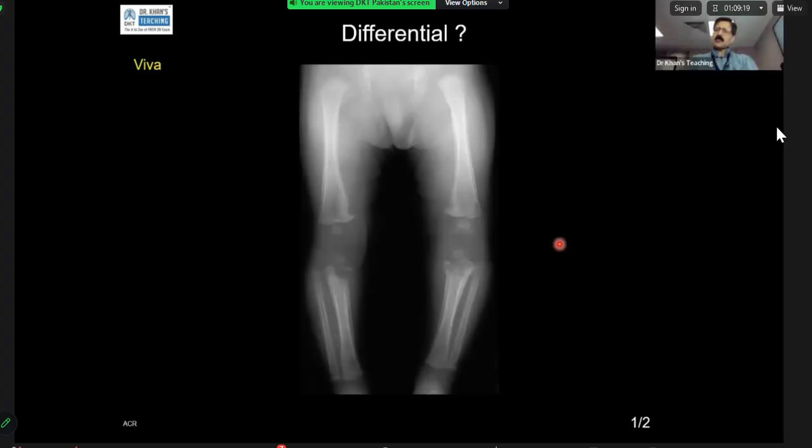So what is Wimberger sign? Wimberger ring sign is when the epiphysis shows a sclerotic rim around it, which is known as the Wimberger ring sign.